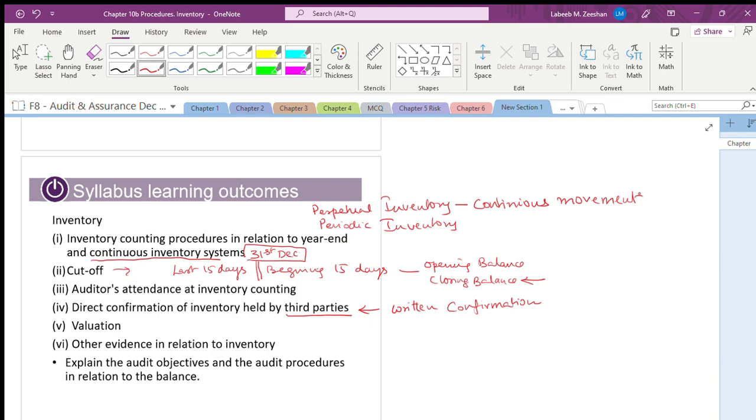Here we are doing the applications. We will do the valuation. Is it right? I told you valuation as per International Accounting Standard 2. Other evidence relating to inventory. Explain. Is it right? Any other evidence. Explain what the audit objectives are and what the audit procedures are.